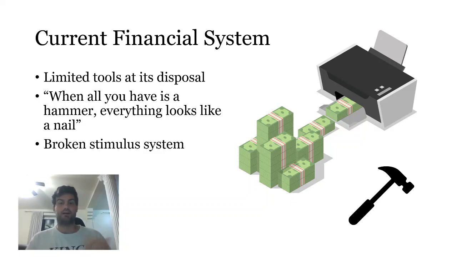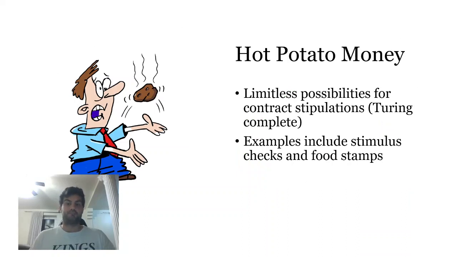To prevent that, we can use crypto and smart contracts to do something that I've heard called hot potato money. Essentially, since you can stipulate anything that you want in an Ergo script in a contract to be enforced, since it's Turing complete, you can make, let's say, a stipulation that the money that I'm sending you has to be spent in the next month, or it will be forfeit. So this can mathematically ensure that people who are receiving these stimulus checks are spending them as they get them.